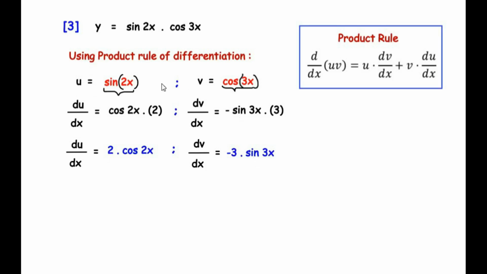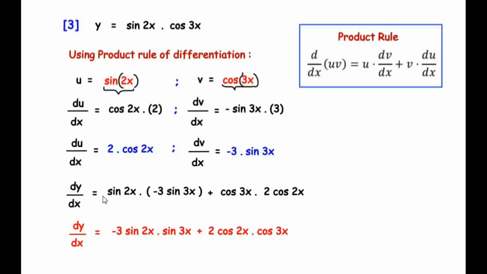Now once we have got all the terms, we are just going to plug in these values in this formula. So we get, now dy by dx is equal to u times dv by dx gives us, now u is sin 2x times dv by dx is minus 3 sin 3x plus, now v times du by dx gives us cos 3x times 2 cos 2x.